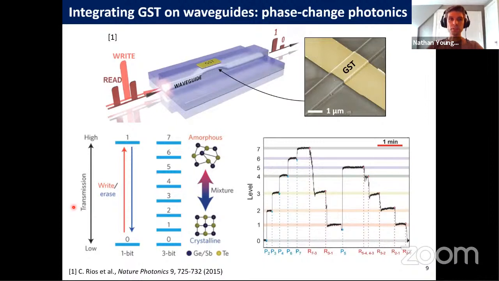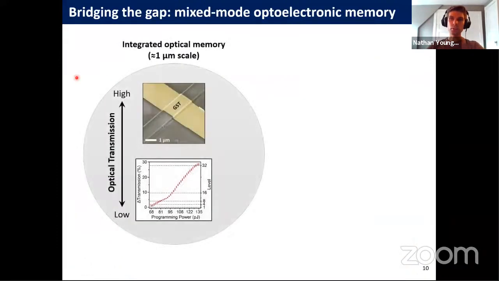And we can read out the state with a low power probe by determining whether or not it is highly transmitted or basically absorbed by the material. So this allows us to easily store multi-level data in the mixture of amorphous versus crystalline material just by changing the amplitude of this optical write pulse. Okay, so now we've got a material that has great potential for integrated photonic memory.